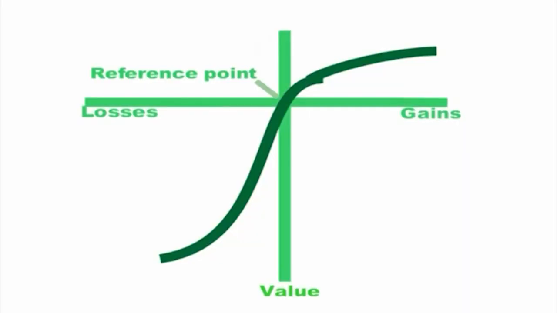So, look at this graph. This graph basically says that this is the reference point, these are the losses, these are the gains, and this is the value. In terms of value, as the value goes high, the gains are very small, but even for very small values, the loss drop is very high. So, people in general do not like losses, and losses are perceived as aversive.